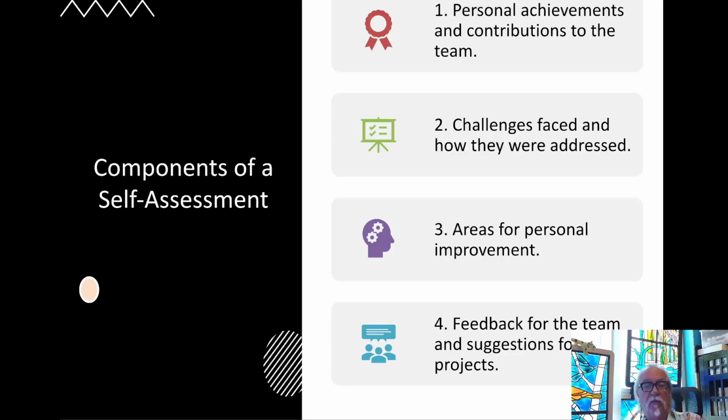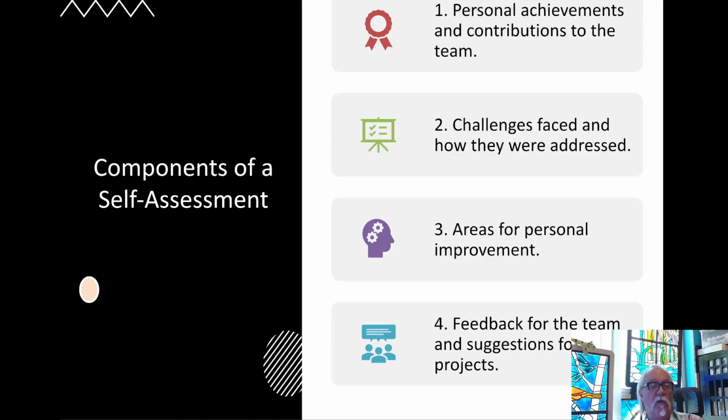The components of your self-assessment are: what did you get done? What went well? How did you contribute? Did you face any challenges? Did you try to do something and it didn't work? Are there any areas for personal improvement? And is there any feedback to the team for things that may work better for you?